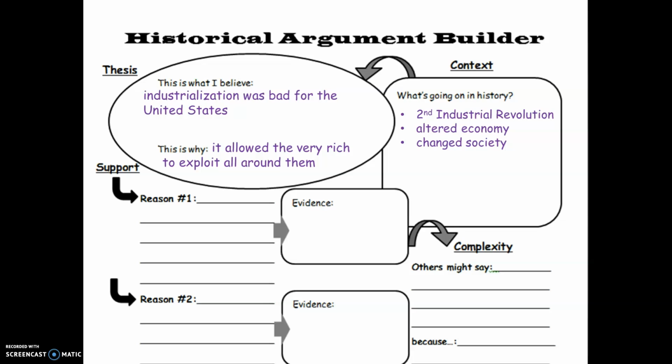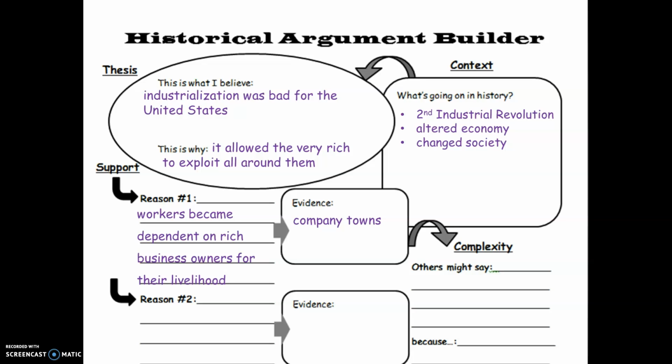And then I followed it up with an argument. This is not a very good argument. It's not very solid, but it's going to be a good start for where I want to go from here. So it allowed the very rich to exploit all around them. Like I said, it's not very clear, not particularly good. But when you look at the reason that I came up with here, workers depended on the rich business owners for their livelihoods. In the example being company towns, you can see where my argument came from.